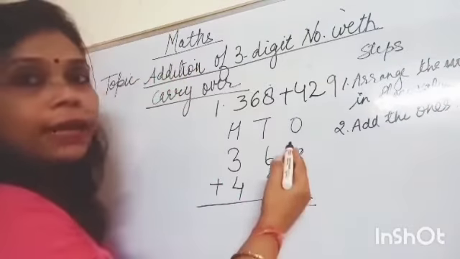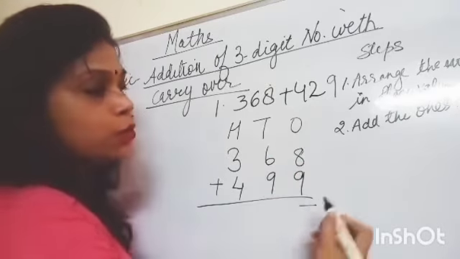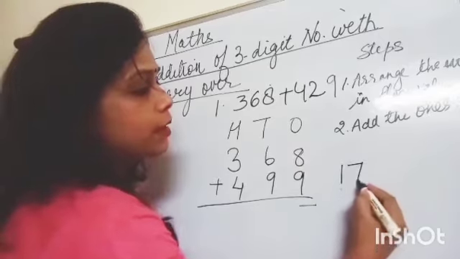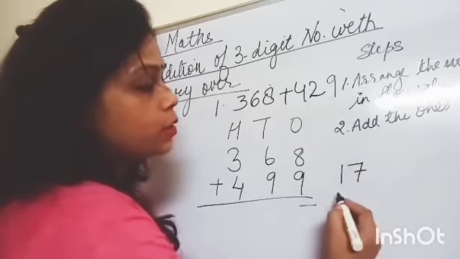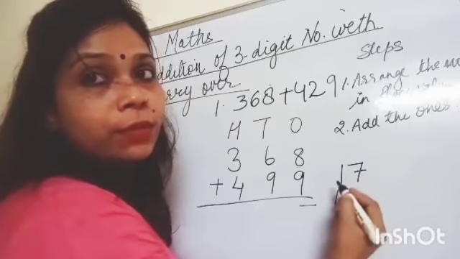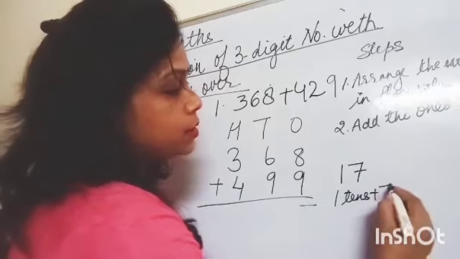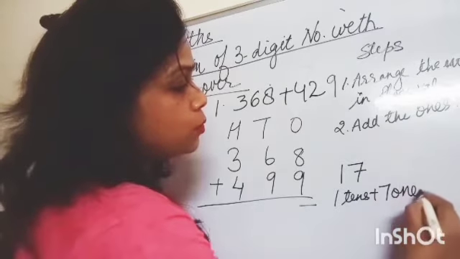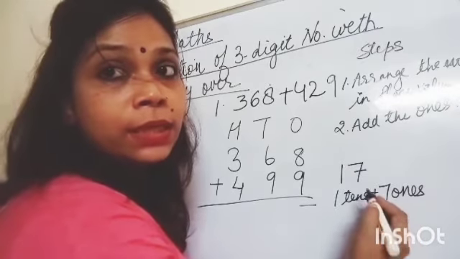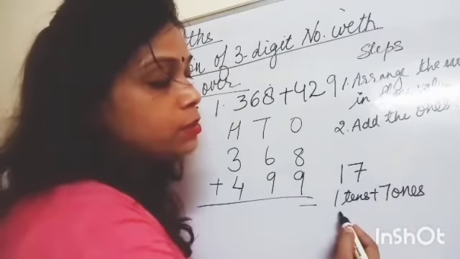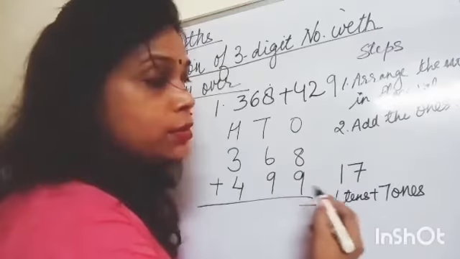As we add the ones, what are we getting? 8 plus 9 is 17. So we can't write 17 again in one column. This is a 2-digit number, ones and tens. How can we write 17? 1 ten and 7 ones. So this is the 7 ones. We will write the ones under the ones column, and this 1 ten will be carried over to the tens place.